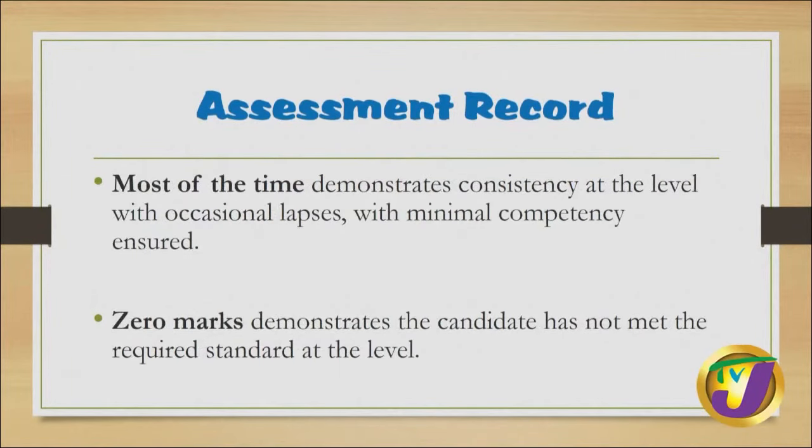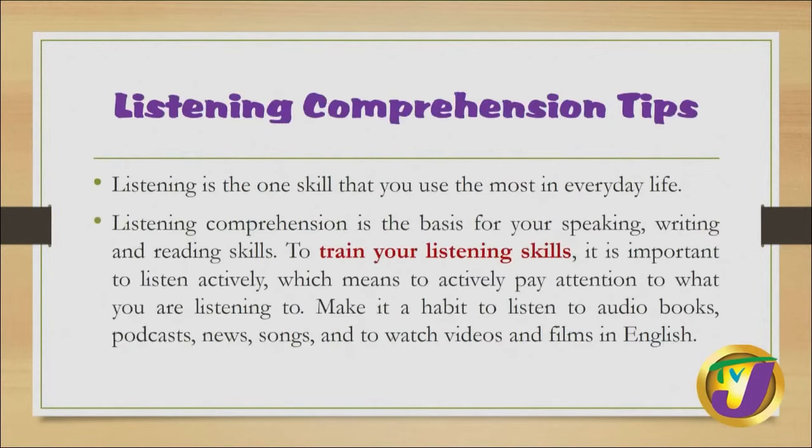All right, the assessor can also indicate that you have done so most of the time. This demonstrates consistency at the level with occasional lapses, with minimal competency ensured. All right, then 0 marks, yes, that can happen. Please don't let it happen. It demonstrates that the candidate has not met the required standard at that level, and we don't want that to happen. All right, so you know now what the assessor will be looking for, so make sure that you come prepared.